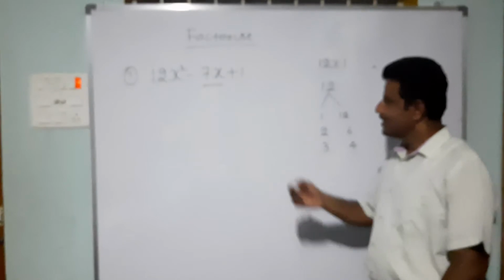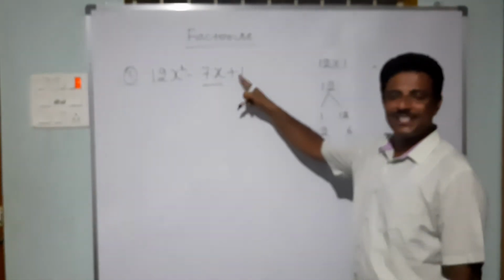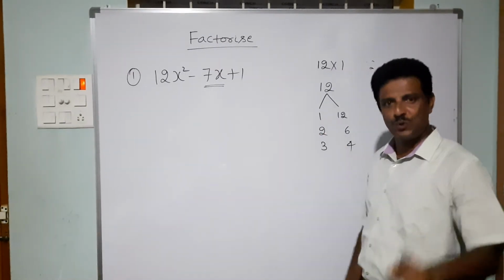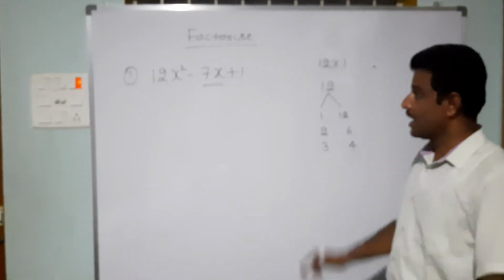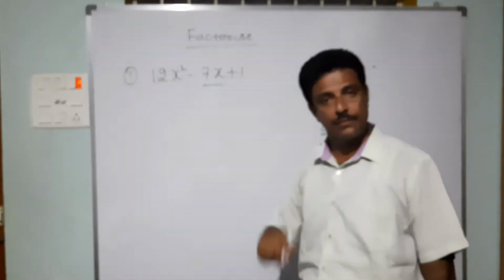So, the constant sign, what is that constant sign? Plus is there, you take plus. Plus means add the two factors, I want to get the middle term. Constant sign is what? Plus. Plus means what? Addition. Add this. 1 plus 12 is 13. Middle term is what? 7.